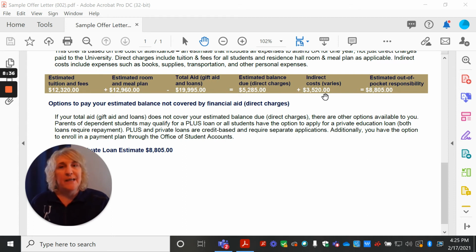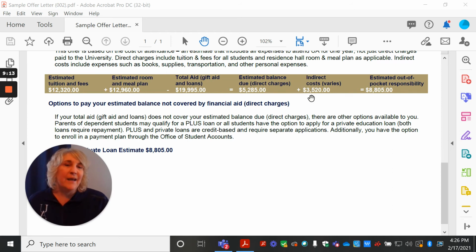There's another category that I want to take a minute and talk about. It's called indirect costs. And indirect costs are those that are not billed by the university. So we're talking about books and supplies the student would purchase prior to the semester beginning. Things for the dorm, health and beauty products, personal products, transportation, if the student is commuting or even if the student is bringing their car to campus and then driving home on the weekends, there's some costs there that the student would need to plan for. So indirect costs for the year we estimate at about $3,520.